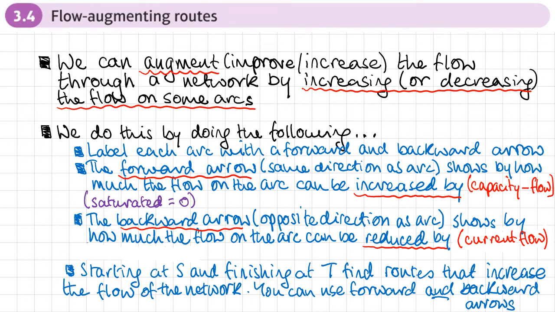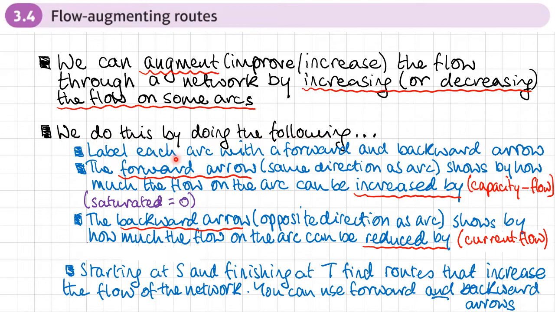This is the fourth section of chapter 3, Flow in Networks 1, and this section is about flow augmenting routes. Now we've already found an initial flow for a network. Here we're going to be looking at augmenting, which means improving or increasing the flow through a network. And we're going to do this by increasing or decreasing the flow on some of the arcs. Now we do this by ensuring we do the following.